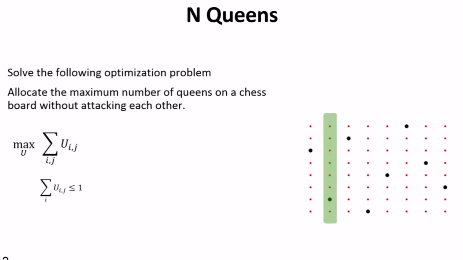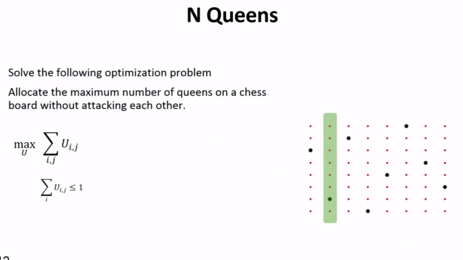This is the N-Queens problem. Suppose we have an n by n chessboard and we want to put some queens on this chessboard without attacking each other, and we want to maximize the number of queens that we put on this chessboard.